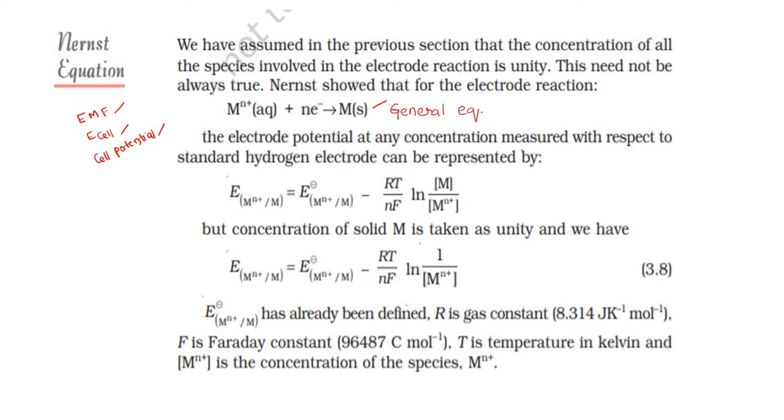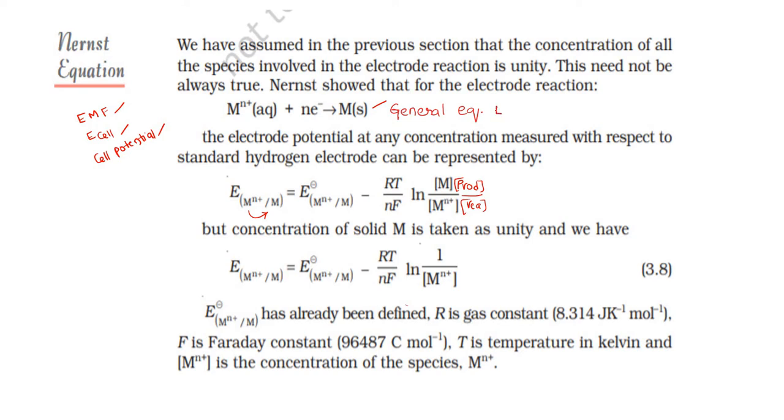For this general equation, how to get the Nernst equation? Very simple. First of all, write M^n+ converting into M. E cell is equal to E naught cell minus RT by nF into ln, natural logarithm, concentration of products by concentration of reactants. This is the concentration of product and this one is the concentration of reactant. For this general equation, I will write the Nernst equation.